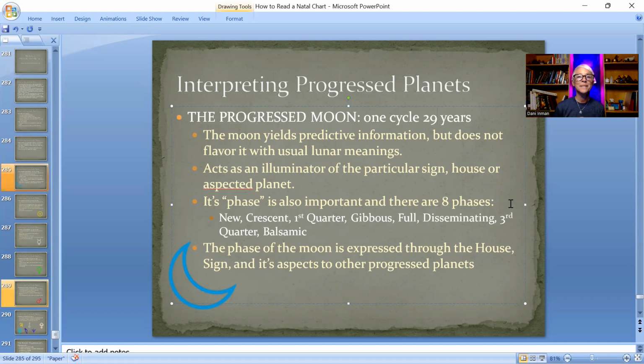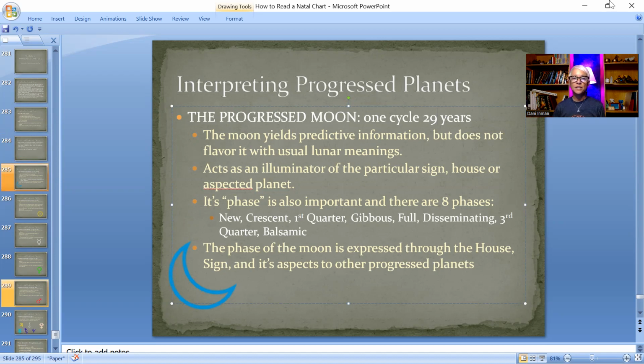And a lot of times they're missing Ophiuchus. Okay. And that's where my Moon is right now. So I'm going to share that with you in a little bit, but Ophiuchus is missing. And so I sat with this for a little while, especially since I've been studying Ophiuchus for over a year now. I feel like I have a pretty good handle on what that energy feels like. So essentially what the Moon does is it illuminates that sign, house, or planet that it's aspected to. Okay. And its phase is also important.